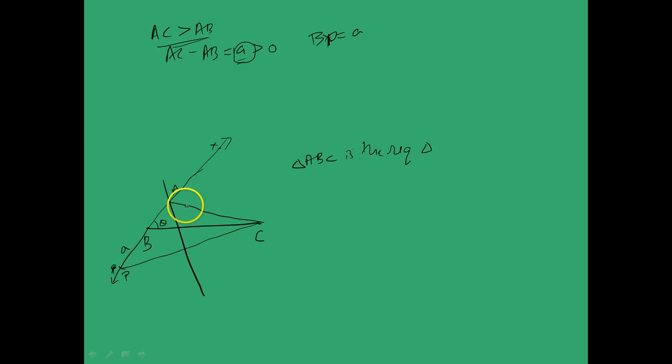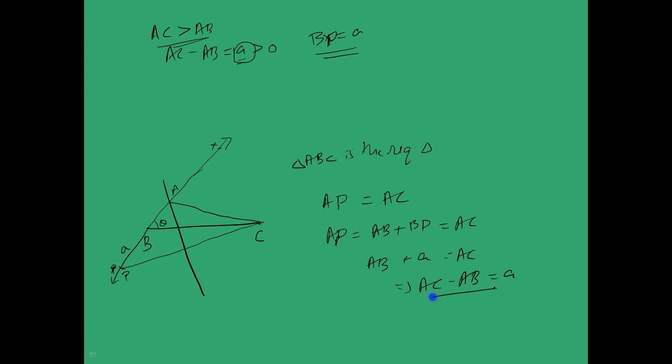How do you justify that? Again, the answer is pretty easy. We have AP is equal to AC, and AP is equal to AB plus BP, so AB plus BP is equal to AC. We know that BP is equal to A. So replacing BP by A, we get A plus AB is equal to AC. This implies AC minus AB is equal to A, small a, hence proved. So that was our justification of this construction. Use this construction where AC is greater than AB.